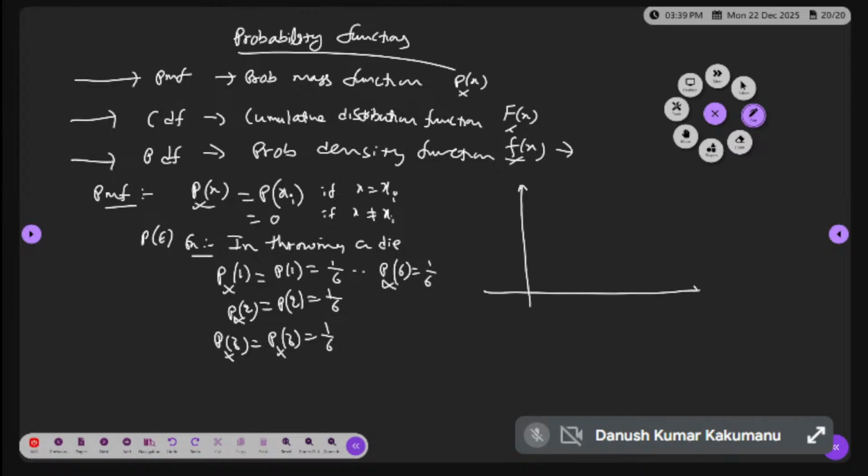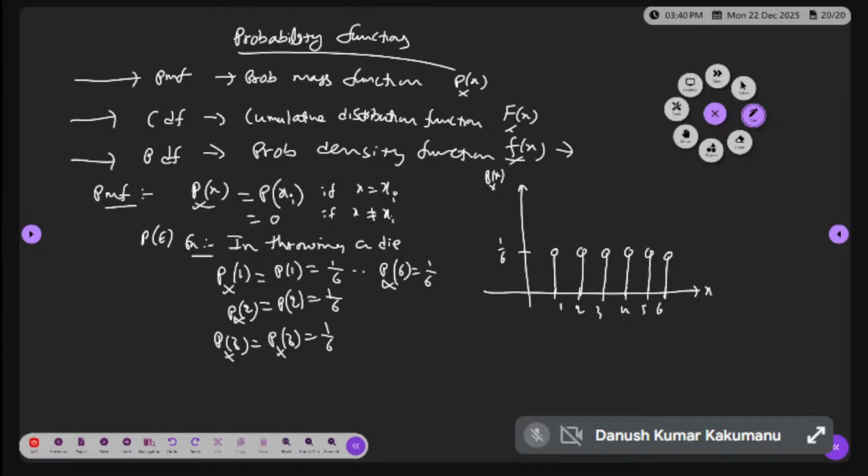Probability mass function. In throwing a die, what are the sample points we have? Sample points are 1, 2, 3, 4, 5, 6. What are their PMF values? 1 by 6, 1 by 6, 1 by 6, 1 by 6, 1 by 6, 1 by 6. That is the probability mass function graph.